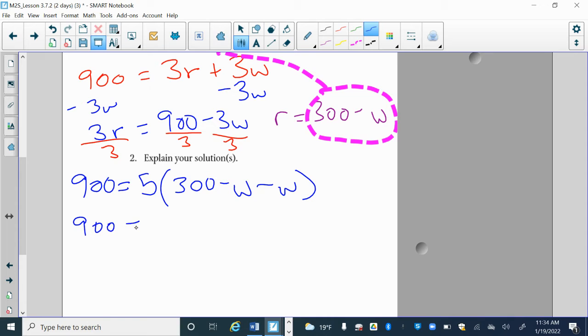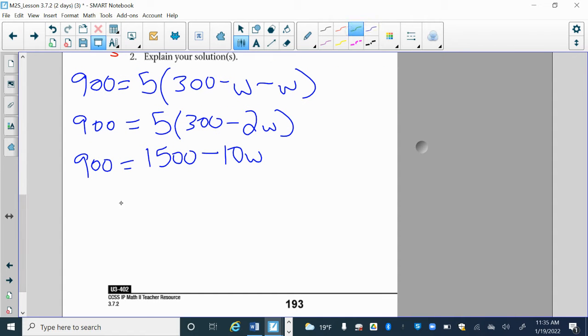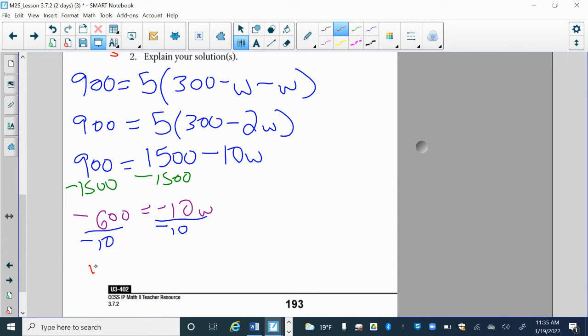So we have 900 equals 5 times (300 minus 2w). Can distribute. Let's see, 5 times 300, 1500 minus 10w. Subtract the 1500 over: negative 600 equals negative 10w. Divide by negative 10. W equals 60.